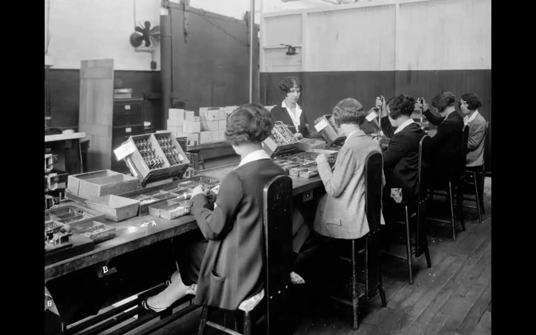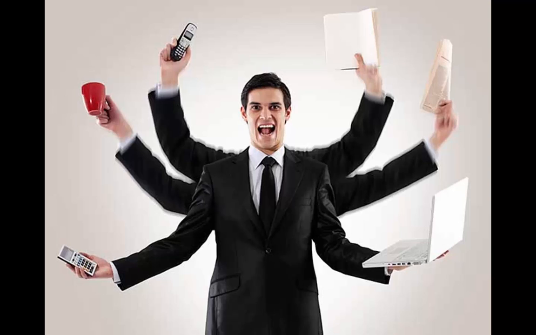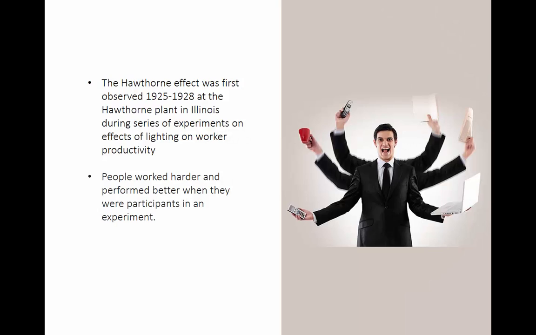So this is just a photo from the Hawthorne Works. And this is how you could imagine that they were working. They were doing, I don't know what, putting something together. They changed the lighting, switched it on. They looked at how productive individuals are, and they found these differences. In the 1920s, they found that people work harder and perform better when they were participants in an experiment.